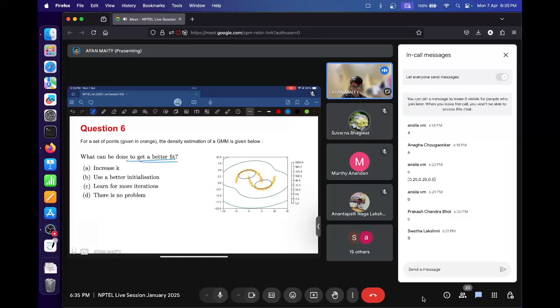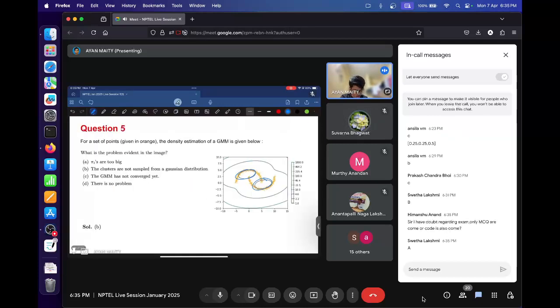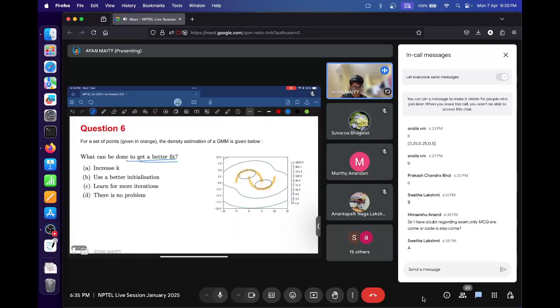So there are four options: increase k. K is the number of clusters here. In the previous question, k was 2, because before running the GMM model, you have to fix the value of k. That is, k is a hyperparameter of the GMM model. So k is fixed at 2 previously. Now option A says increase k. Option B says use a better initialization. Option C says learn for more iterations. Option D says there is no problem.